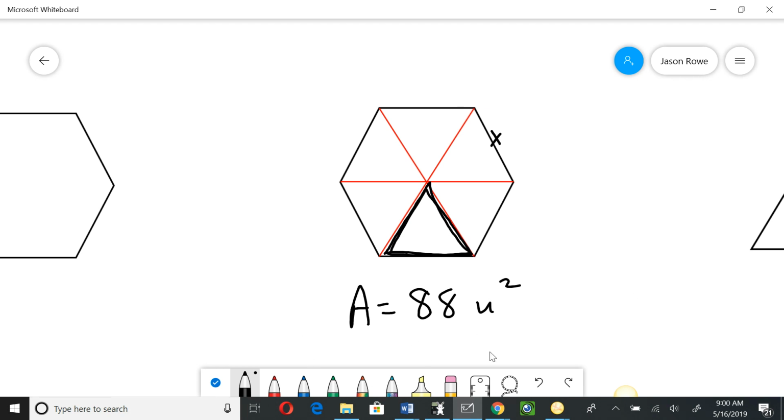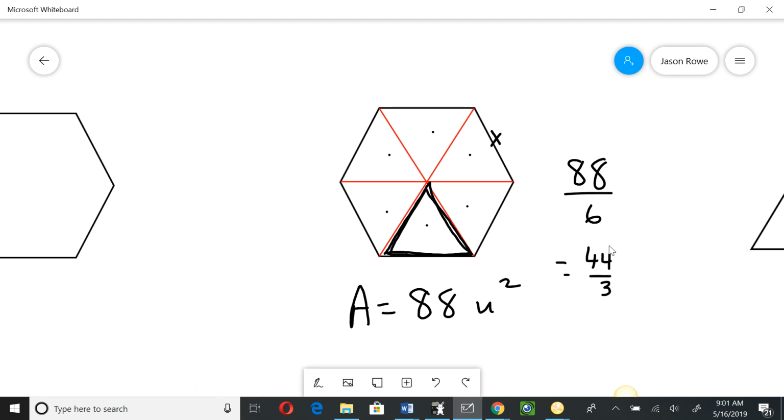We're going to start off by understanding that each one of these is a congruent equilateral triangle. And so we're going to take 88 and divide it by 6. That's not going to work out evenly, and that's fine. So we're just going to reduce it to 44 over 3 to make our numbers a little easier to work with. I definitely don't want to turn this into a decimal because I'll get a repeating decimal. I want to use fractions or whole numbers. So in this case, I'm going to use the fraction. Don't change it to a decimal at this point.